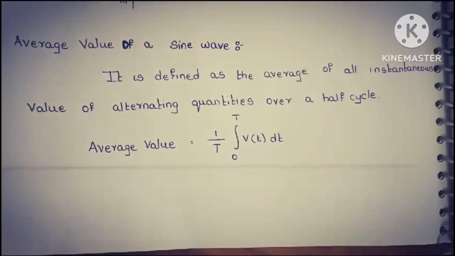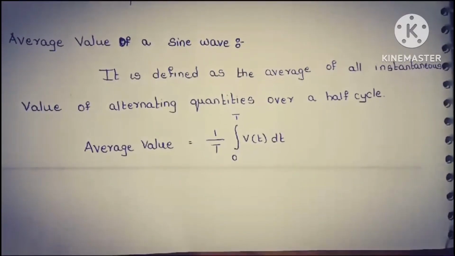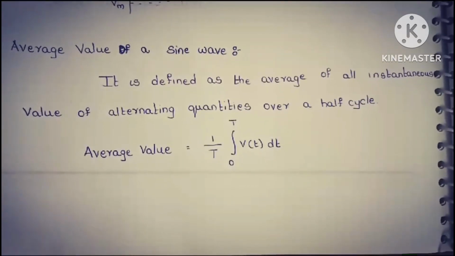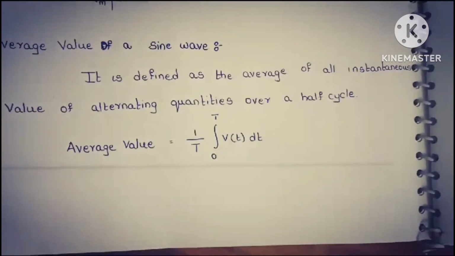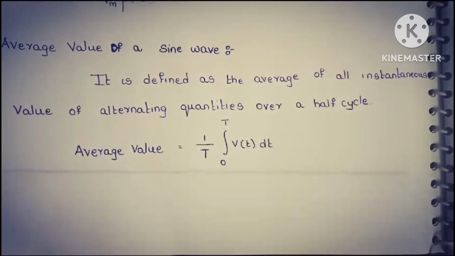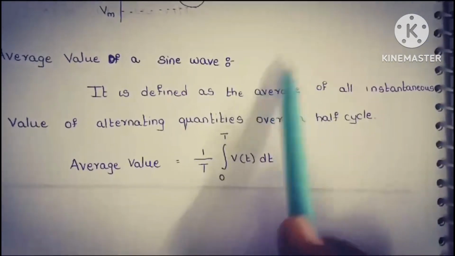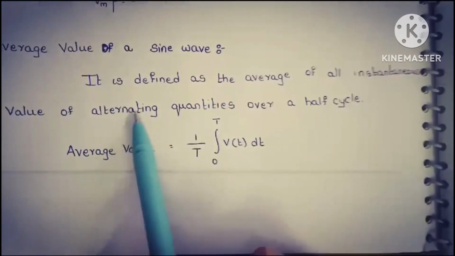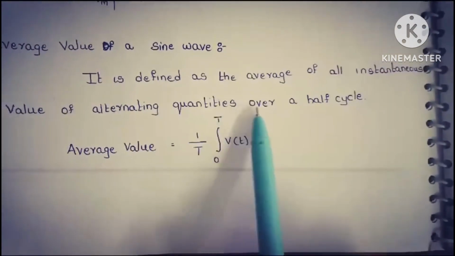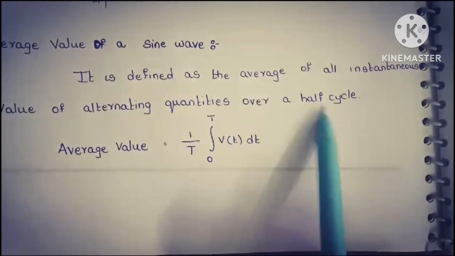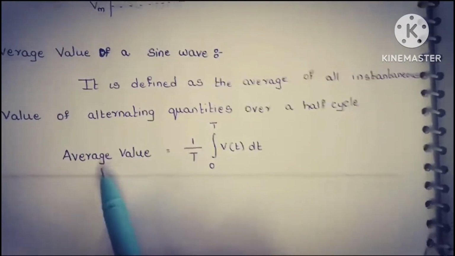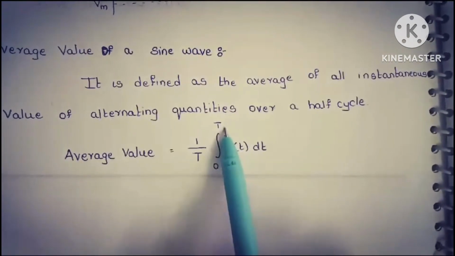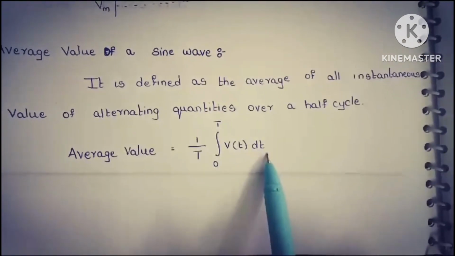Today's topic is average value and RMS value of a sine wave. So the first one is average value of a sine wave. The average value of a sine wave is defined as the average of all instantaneous values of alternating quantities over a half cycle, and the equation is given as average value is equal to 1 by T integral 0 to T v of t dt.